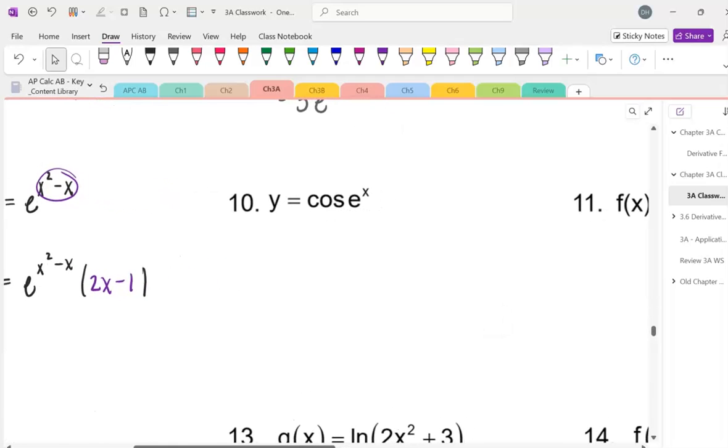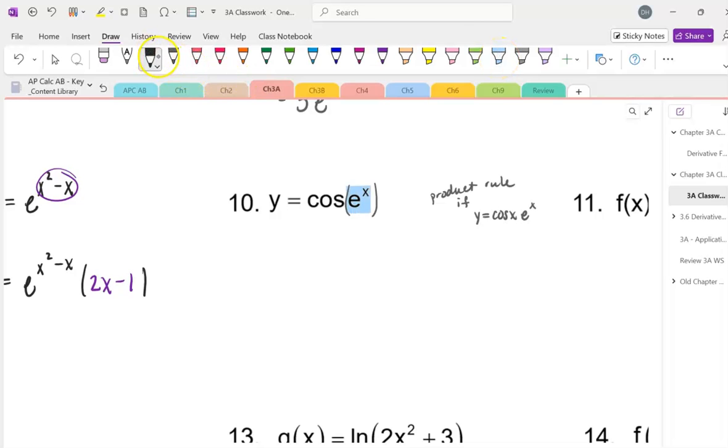Number 10, we've got y equals cosine of e to the power of x. And cosine has to have something inside of it. Otherwise, cosine of whatever is just a number. So cosine of e is a number, but cosine of e to the x, that is not a number. It would be product rule if this read y equals cosine x times e to the x. But this right here is actually chain rule with the inside being this right here.